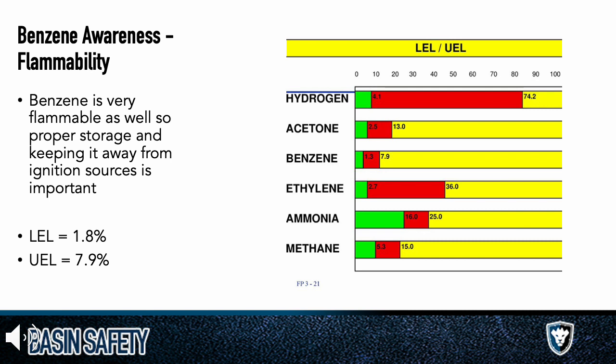We'll talk about the benzene awareness flammability limit. So benzene is very flammable as well, so proper storage and keeping away from ignition sources is important. You can see the LEL is 1.8, that's the lower explosive limit, the lowest limit at which it will explode. And then the UEL, which is 7.9%, that is the upper explosive limit, the highest limit at which it will ignite. So its flammable limit is between those two, 1.8, 7.9. If you're at 1, it will not ignite. If you're at 8, it will not ignite. Has to be within that range.